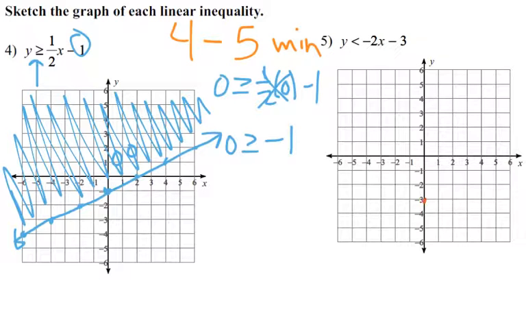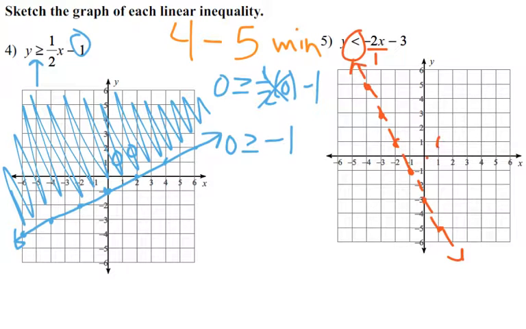Okay, so 5, y is less than negative 2x minus 3. So start out at negative 3. Negative 2, make it a fraction, negative 2 over 1, so I go down 2 to the right 1. Okay, down 2 to the right 1, or up 2 to the left 1, because it's negative again. So it's going to have that opposite shape. So we can go up 2 to the left 1, up 2 to the left 1. Now, looking at my inequality, there's no equal to, so I know it's dashed.